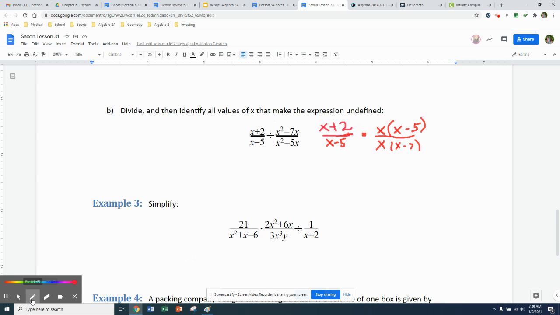I look at my next factor in my numerator, I have an x. If I have an x in the numerator and an x in the denominator, those can cancel out. They're the exact same number, and whenever you divide 2 numbers the same, they become 1, so those are gone. And lastly, I have an x minus 5 and another x minus 5, so I'll cancel those out as well. Now we're ready to multiply. In my numerator, I just have an x plus 2, and in my denominator, I just have an x minus 7.